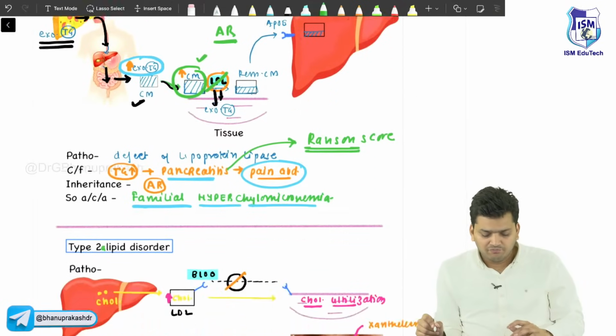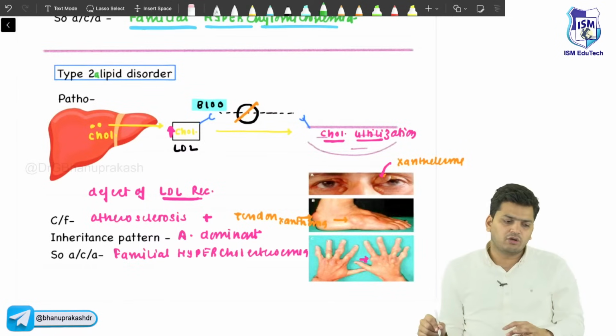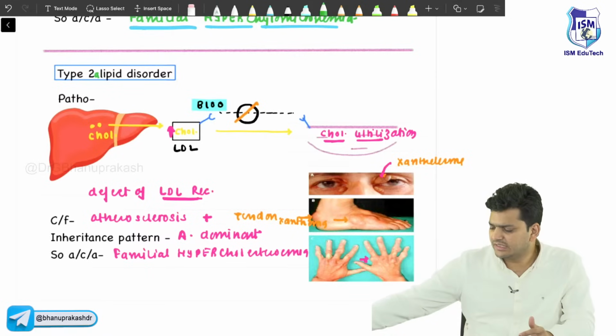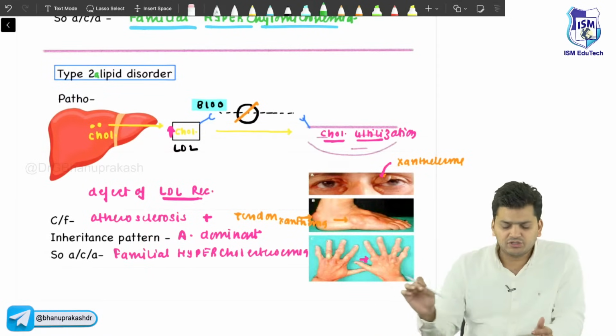Type 1 lipid disorder. Now coming to type 2A lipid disorders. Very important. Type 2A lipid disorder. Yes, rightly said Harshit. Ranson. The next is type 2A lipid disorder.